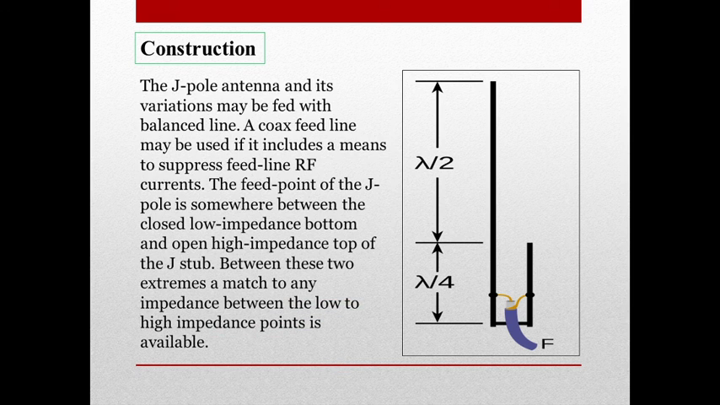Let's proceed. The J-pole antenna and its variations may be fed with a balanced line. A coax feed line may be used if it includes a means to suppress feed line RF currents. The feed point of the J-pole is somewhere between the closed low impedance bottom and the open high impedance top of the J-stub. Between these two extremes, a match to any impedance between the low and high impedance points is available. Now, if I'm not mistaken, this will be the feed line. This is usually a coax cable.